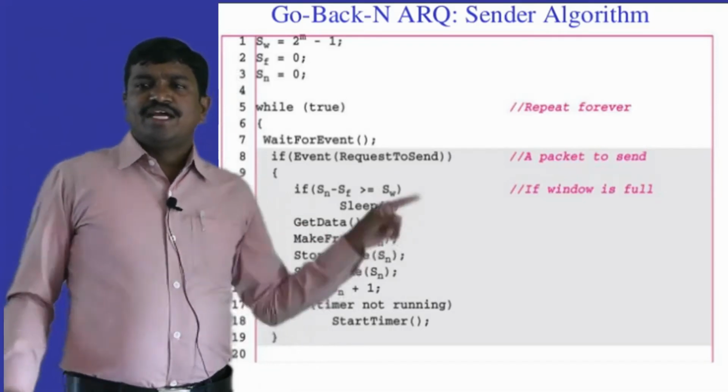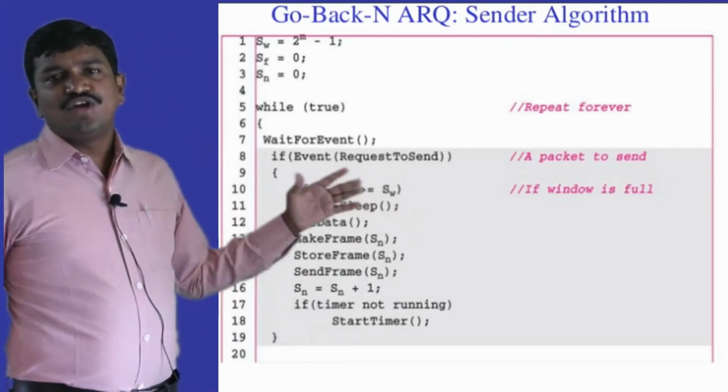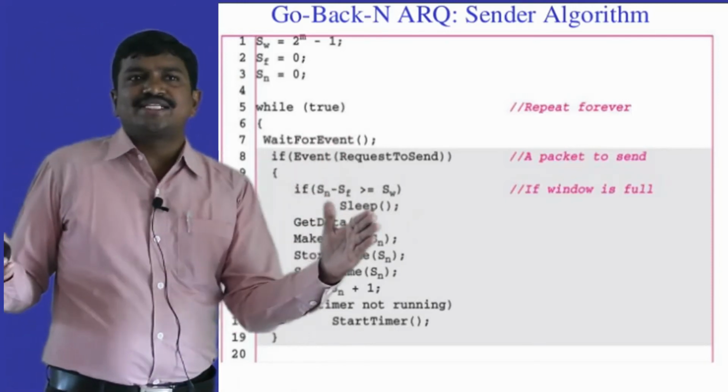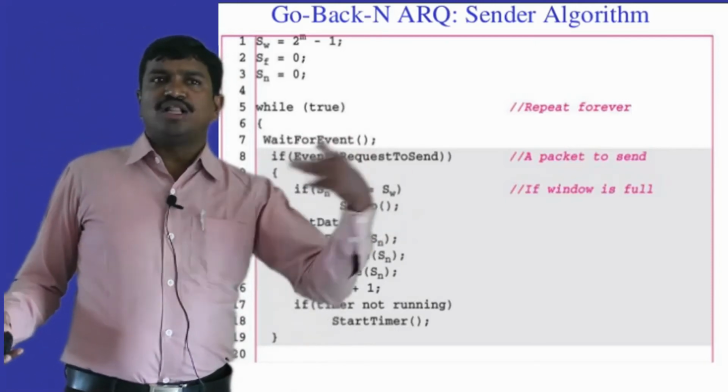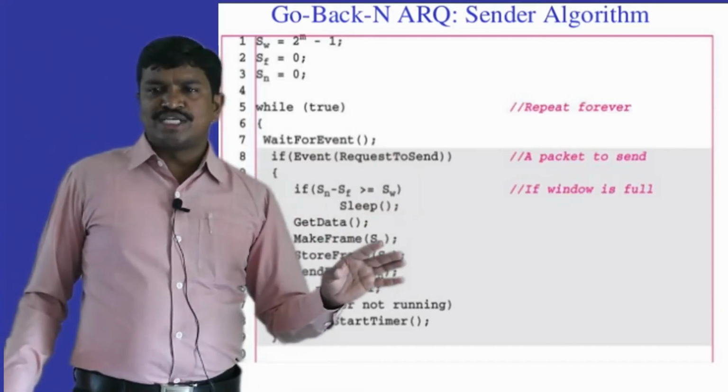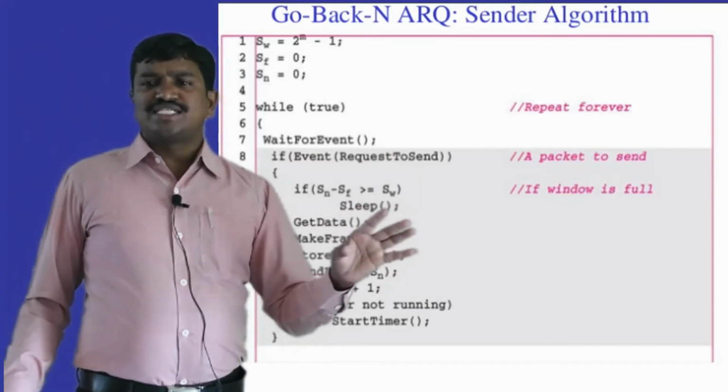So in this way it checks whether the sliding window is occupied or not. Occupied in the sense that all the frames are sent or not. If all the frames are sent, then you are not supposed to send any more frames. That's the reason it has to wait.